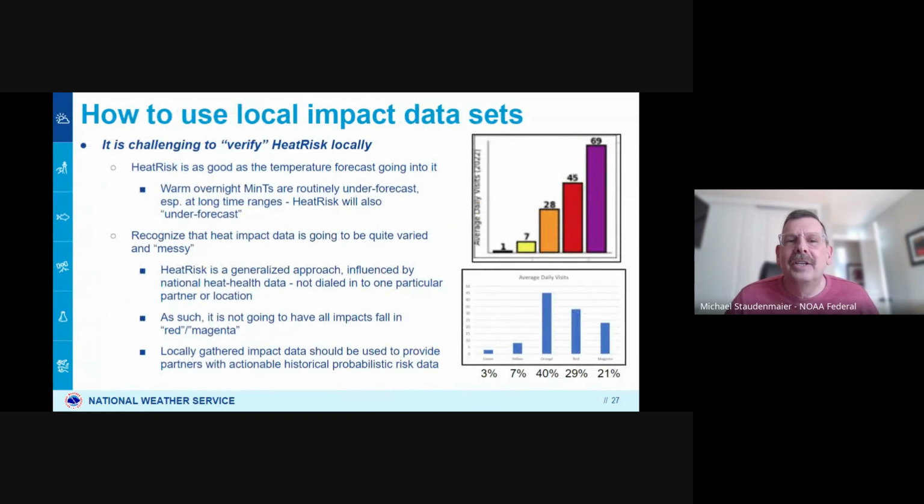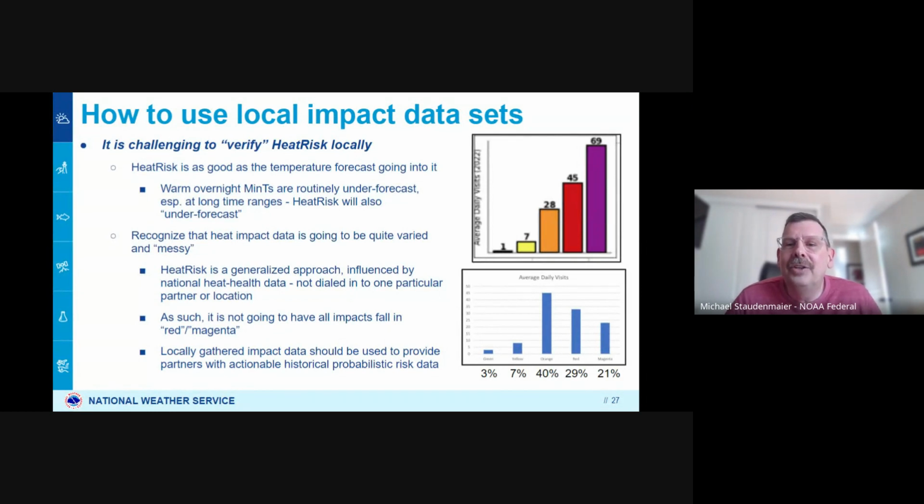All right, so it's going to be challenging to verify heat risk locally. I know we get a lot of people that want to take a local heat health impact data set and then do some verification with it. Since the approach really is focused on identifying those top level heat events using a 95th percentile approach, at the basic level, heat risk pretty much will verify as well as the temperature forecasts do.